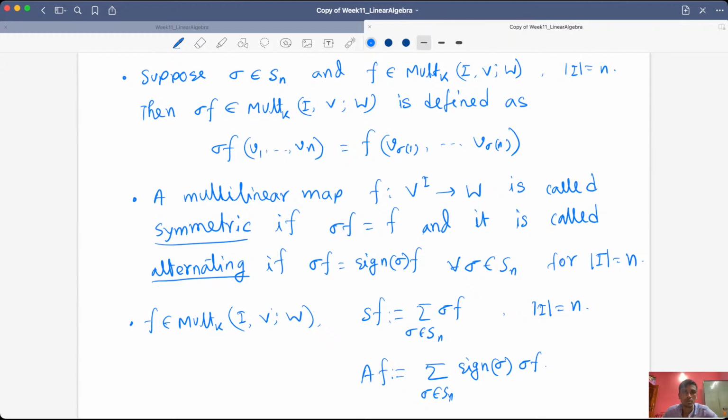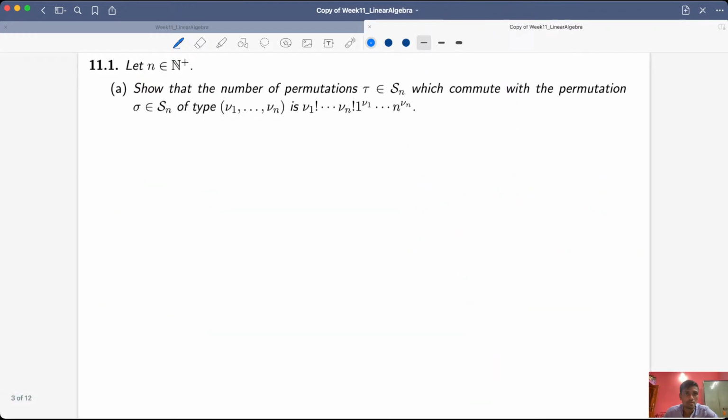So let's go to the first problem. This problem is purely about the permutation group. Suppose n is a non-zero natural number. We need to show that the number of permutations tau belonging to S_n which commute with a permutation sigma belonging to S_n of type (nu_1, up to nu_n) is nu_1 factorial, up to nu_n factorial, times 1 to the power nu_1, up to n to the power nu_n.